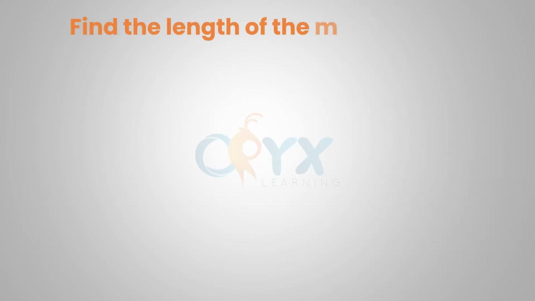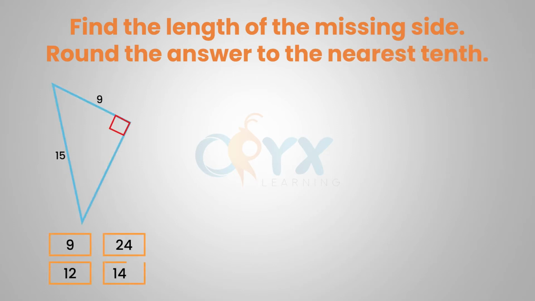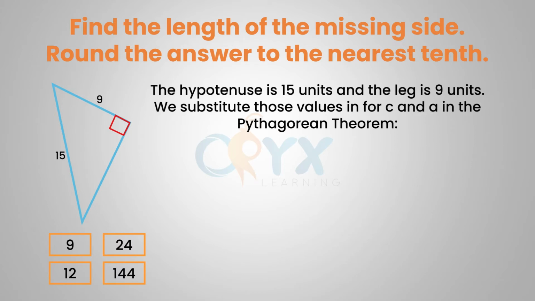Find the length of the missing side. Round the answer to the nearest tenth. As we can see in the diagram, the hypotenuse is 15 units and the leg is 9 units. We substitute those values in for c and a in the Pythagorean theorem. Remember, the Pythagorean theorem is a squared plus b squared equals c squared.